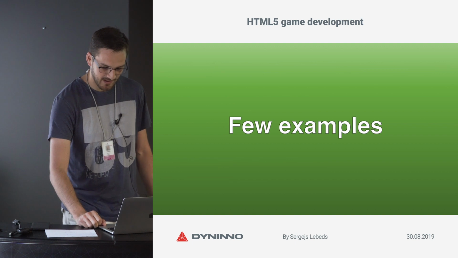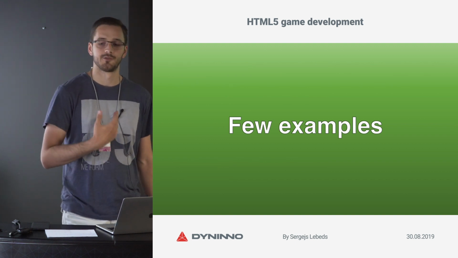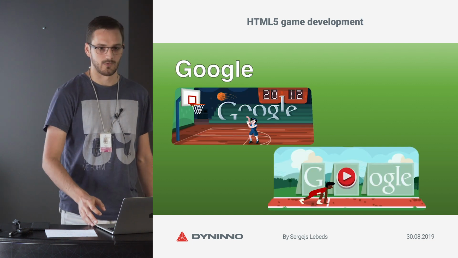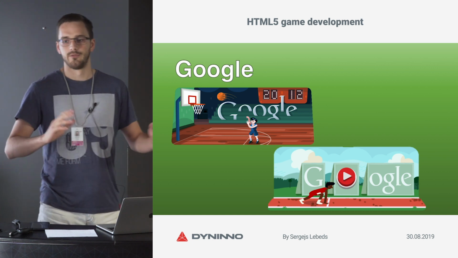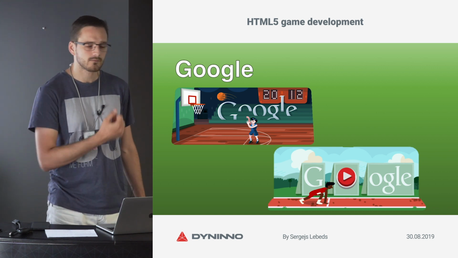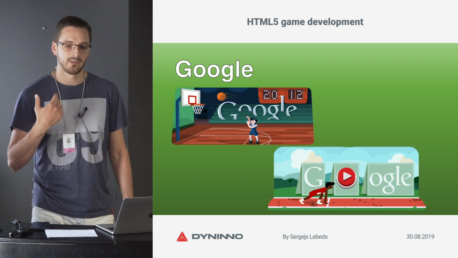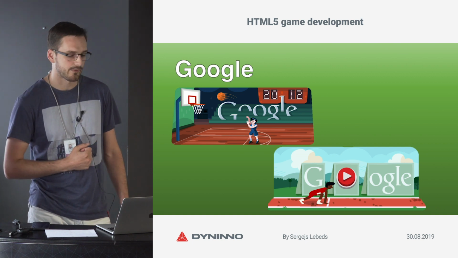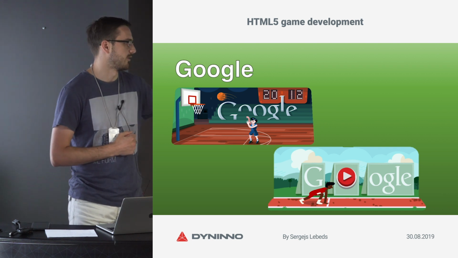Here are a few examples of brands that are already doing it and doing it successfully. You all know that Google does a doodle on pretty much every major event, and sometimes they are in the form of a mini game. Like, for example, for the Olympics, they had this mini game where you need to play basketball or to be a runner.